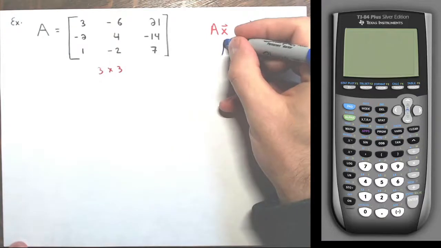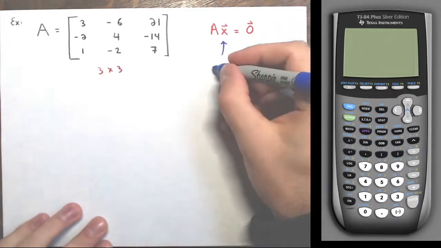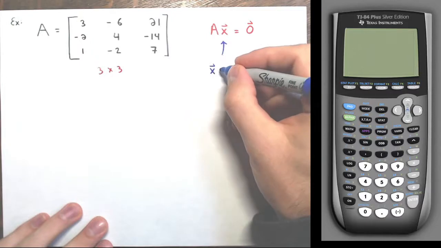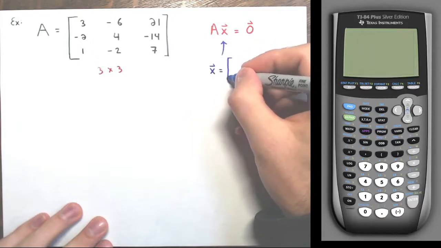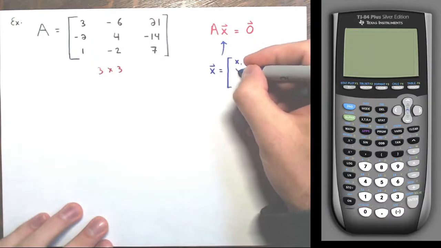So yet again, this isn't always the case. You're going to see in a couple examples coming up. But so far in all my examples, the vector x, the solutions I was trying to find, had 3 components. They were 3 by 1 matrices. And that's the same case here.